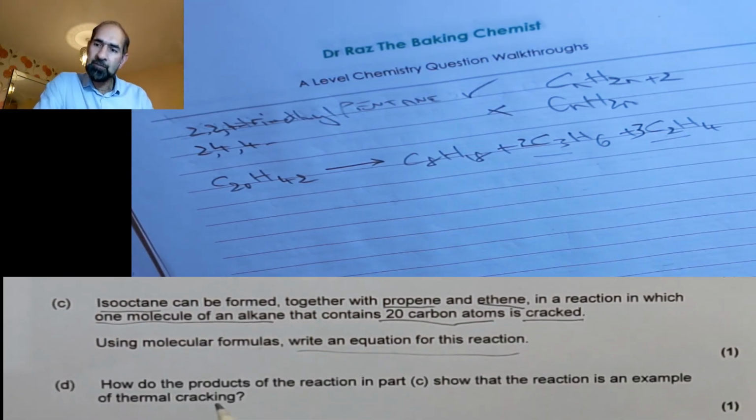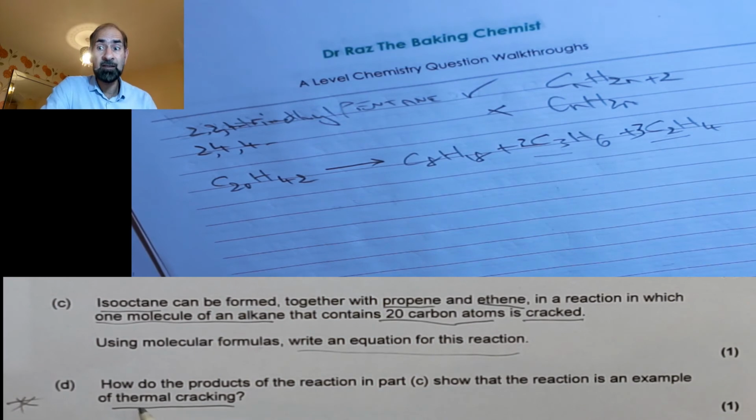Right, let's move on, but remember, that comes through practice, yeah? Practice balancing equations. Right, how do the products of the reaction in part C show that the reaction is an example of thermal cracking? Now this is memory work. I told you, in chemistry, this is why students find chemistry slightly difficult. Because in chemistry there are some things you gotta sit down and memorize, some things you gotta sit down and understand, and some things you gotta sit down and practice. Memorizing, understanding, and practicing. These three areas in chemistry if you want to be successful. Okay, but anyway, so how do the products of this reaction show that this is an example of thermal cracking?